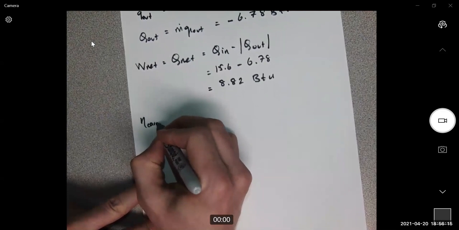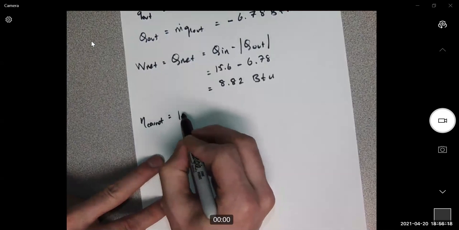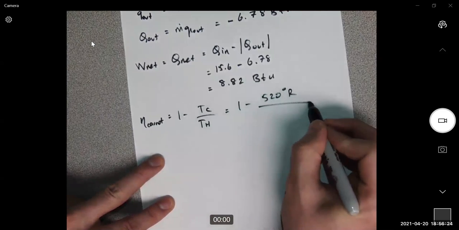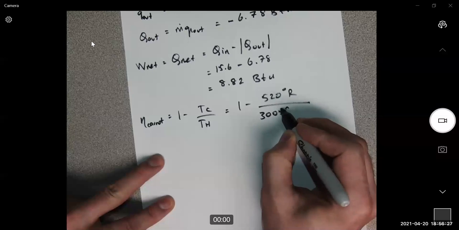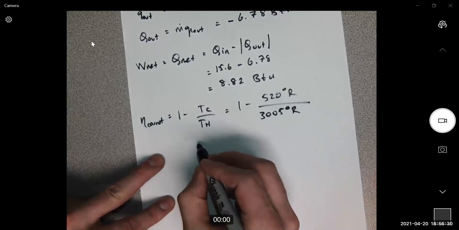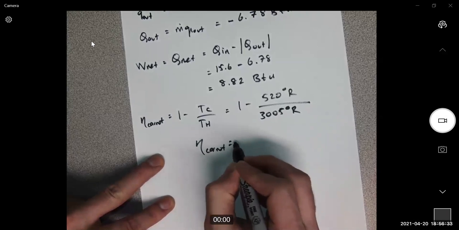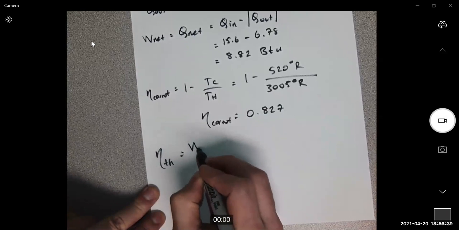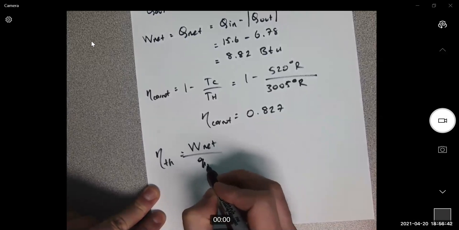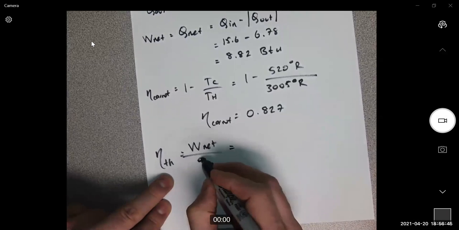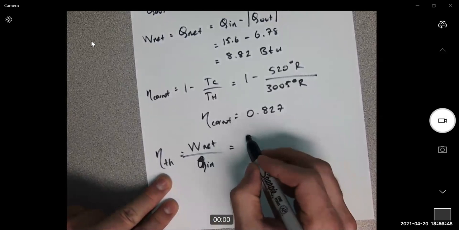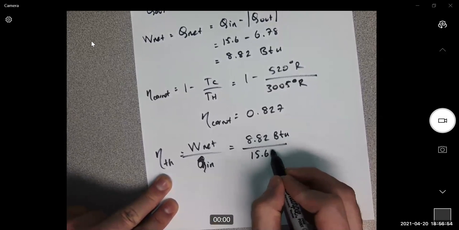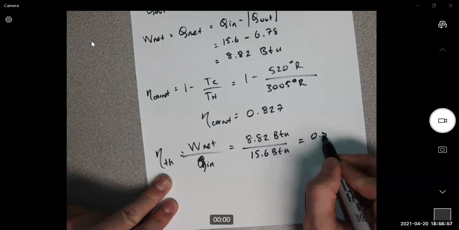Carnot efficiency is known: 1 minus Tc over Th, which is 1 minus 500 degrees Rankine divided by 3,000 degrees Rankine. Carnot efficiency is 0.827. And thermal efficiency is work net over Qin, 8.82 BTU over 15.6 BTU.